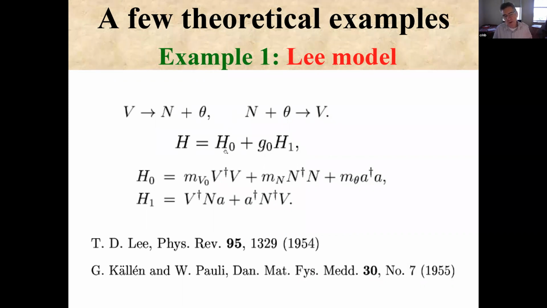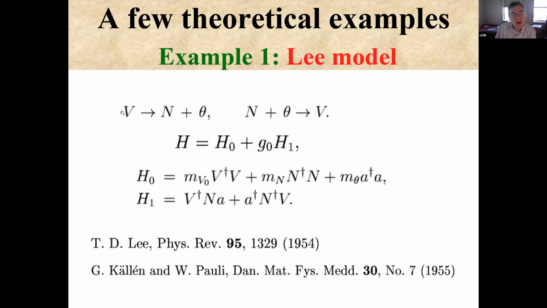So the first example is an old, beautiful model, a field theory model called the Lee model. The Lee model was invented by T.D. Lee. It's a beautiful model because you can do renormalization, not perturbatively, but in closed form. So the model is very simple.